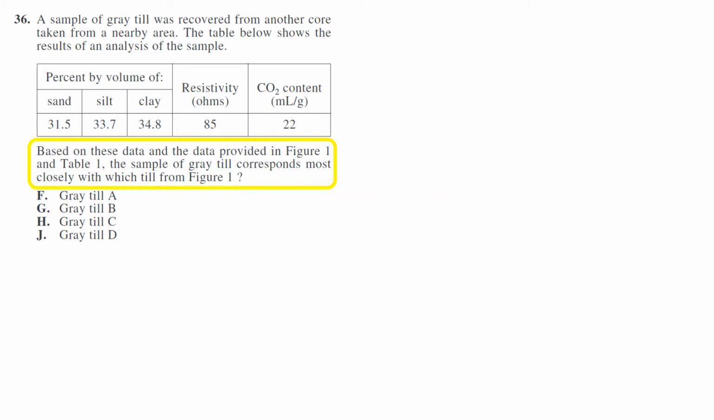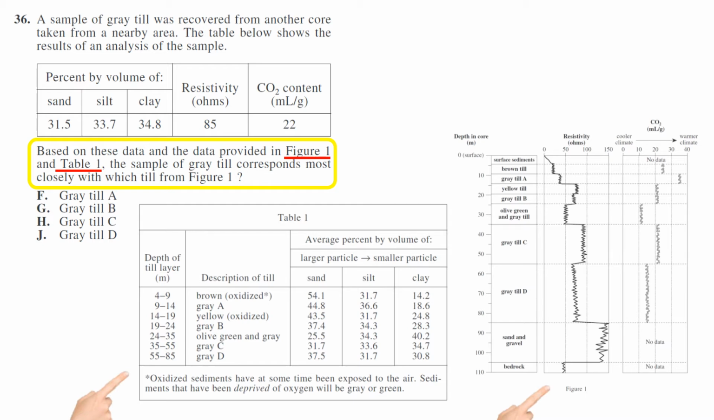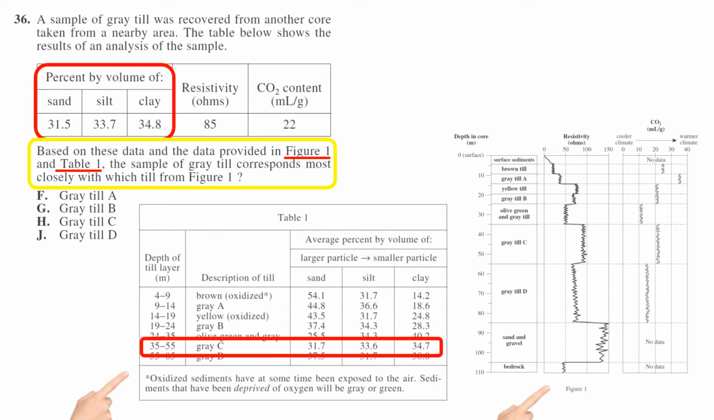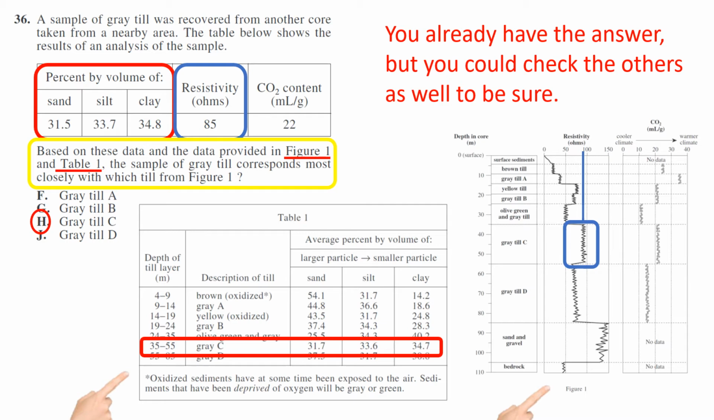This is your second read through, based on the data provided in figure 1 and table 1. So put your finger on figure 1 and table 1. The sample gray teal corresponds most closely to which teal from the figure? So we're given this sample teal, so we're looking for which one most closely matches sand, silt, and clay, and we see it in gray C. You can look at each one, process of elimination, A, B, and C, and you can see it's C. If you wanted to, you could check figure 1. You could check the resistivity and the CO2 content to see they most closely match there as well, but you really already had the answer in the first part, so H.